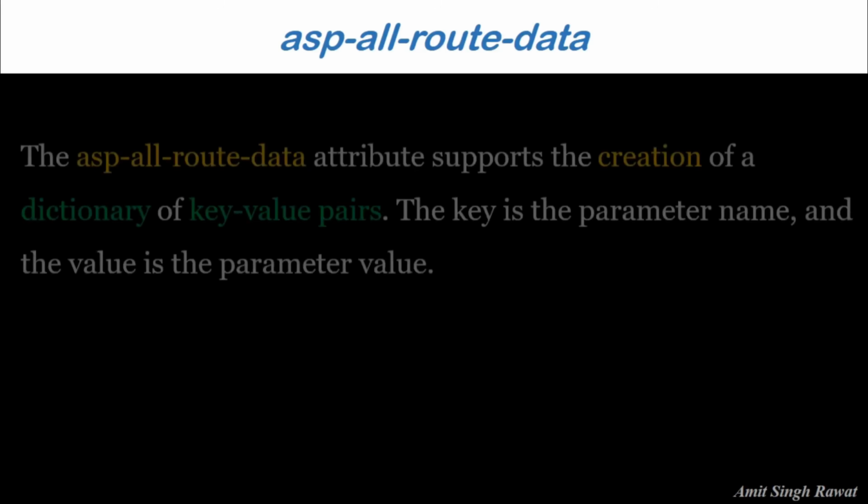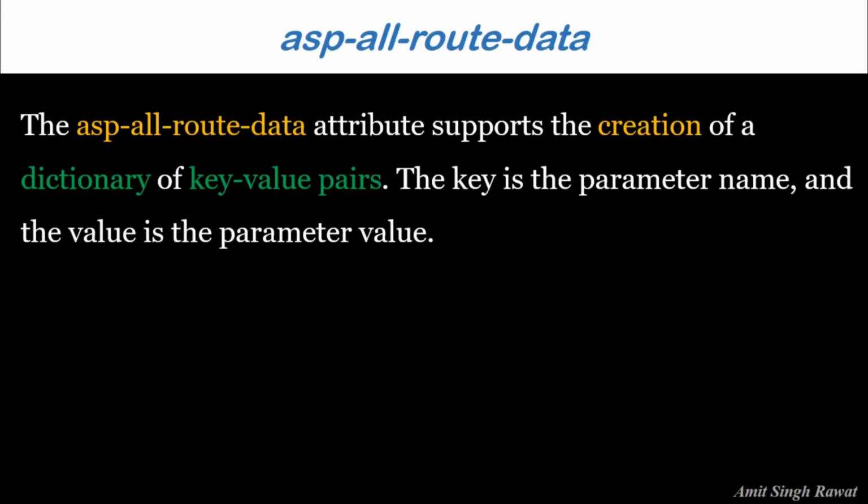Let's get back to our slide. As per definition, the asp-all-route-data attribute supports the creation of a dictionary of key value pairs. The key is the parameter name and the value is the parameter value. So in simple terms, instead of creating multiple asp-route-value attributes, just create a dictionary for your parameters and send it with the help of asp-all-route-data.